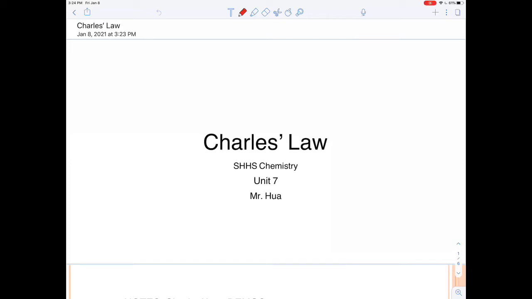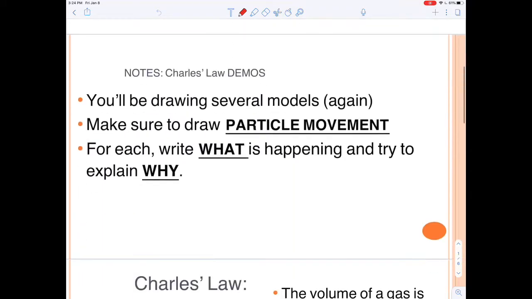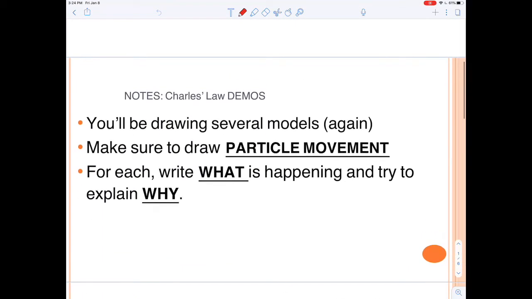Hi everyone, today we are looking at the next gas law, Charles's Law. Okay, so we'll start off by looking at a few demonstrations here, just like before. Make sure you draw models. Again, it's really important that you're visualizing gas particles. And for each one, what's happening, and do your best to explain why, okay?